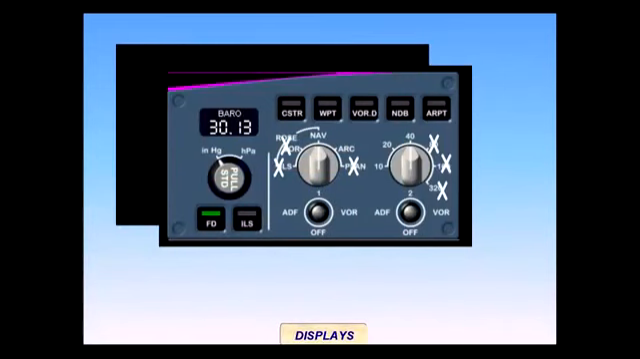TCAS symbols are shown on the nav display only when nav or ARC mode is selected. For older aircraft, the range selection must be 40 miles or less to display TCAS symbols. Newer aircraft have been modified to allow TCAS display at all range selections. Consult the flight manual for more information on aircraft numbers.